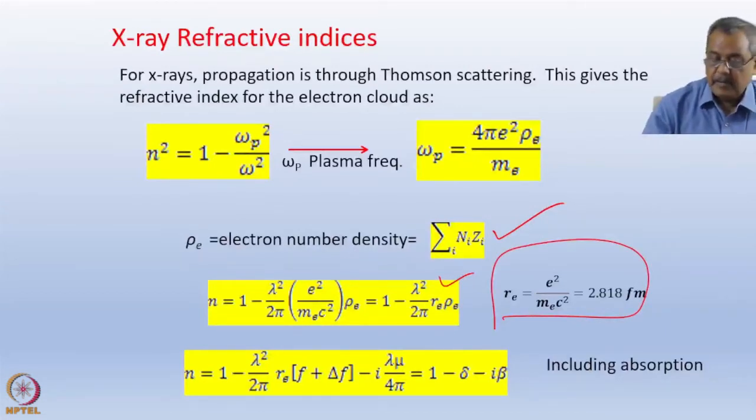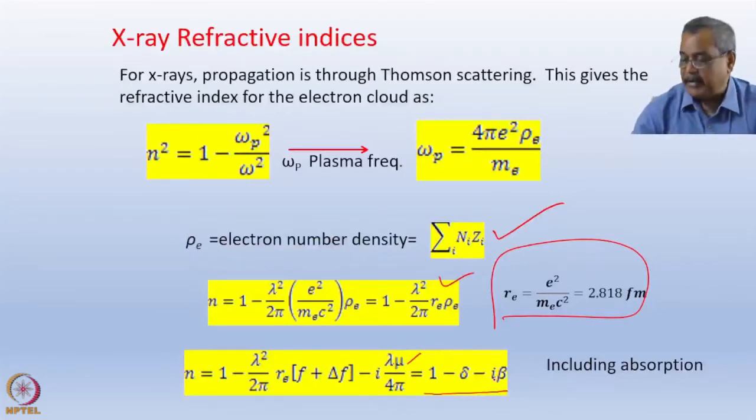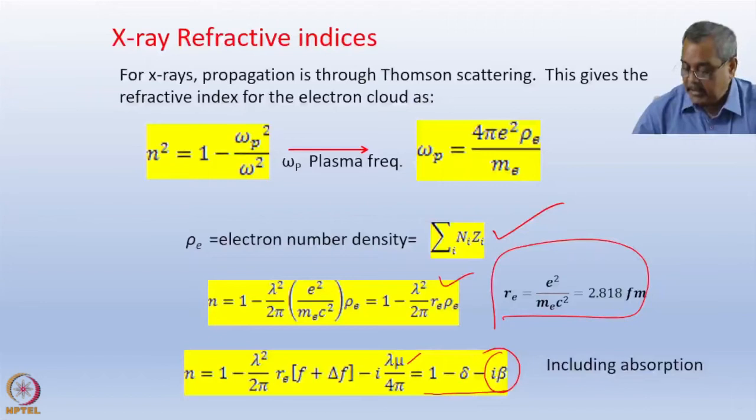Here, if I introduce absorption in a medium, X-rays are absorbed heavily, and this is a linear absorption coefficient, then n gets slightly modified. It gives 1 minus delta, but there is an absorption term which is i beta. So e to the power i kx, if I take it with this i beta, this gives the absorption in the medium and reduction in the propagated vector.